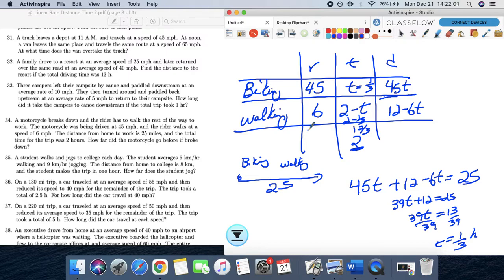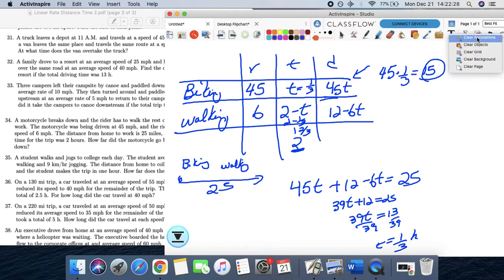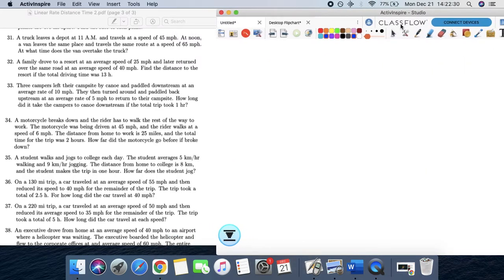How far did he go? Okay, so we're gonna go back. So 1/3 of an hour he spent biking. So multiply 45 times 1/3, and that's gonna give us 15. So he spent 15 miles on the bike, and then obviously he walked for the last 10. Ugh, long walk. 36. Okay, so we know the distance of the trip.